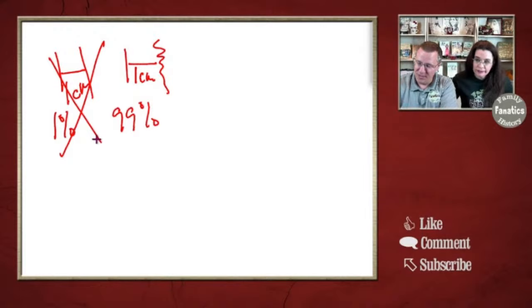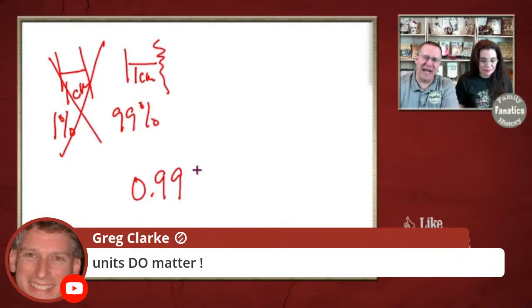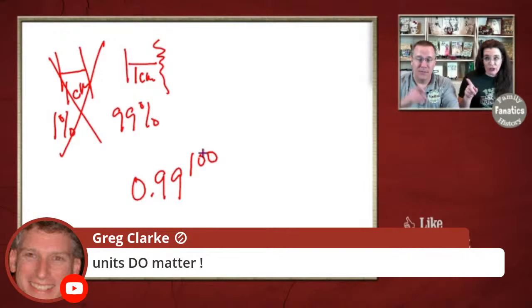So what we need to do. So Ascertain has a recommendation for me. For small stuff, in this case, what we need to do is take 0.99, and then we're going to raise it to whatever power we're looking at. 100. Okay. And that's where we go over to the calculator. So let me clear all.